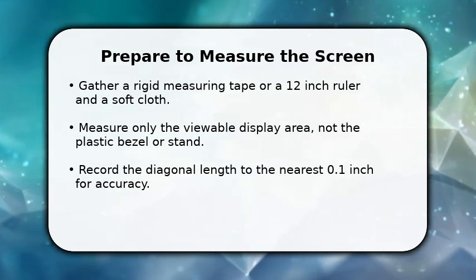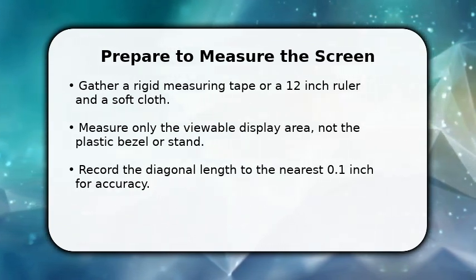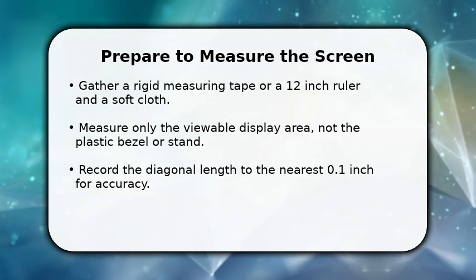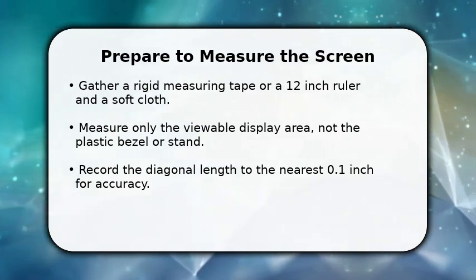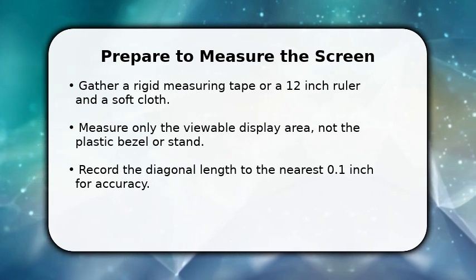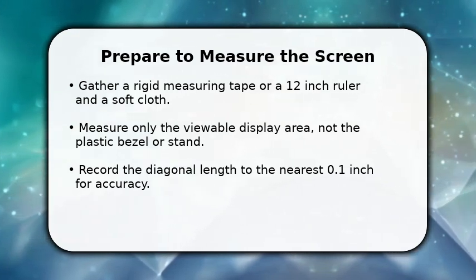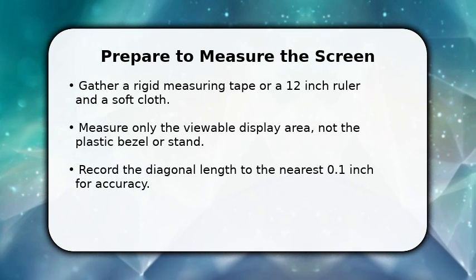Sit directly in front of the monitor so you can see the true corners. Angle the ruler or tape so it lies flat across the screen without bending. This preparation makes the physical measurement consistent and accurate every time.